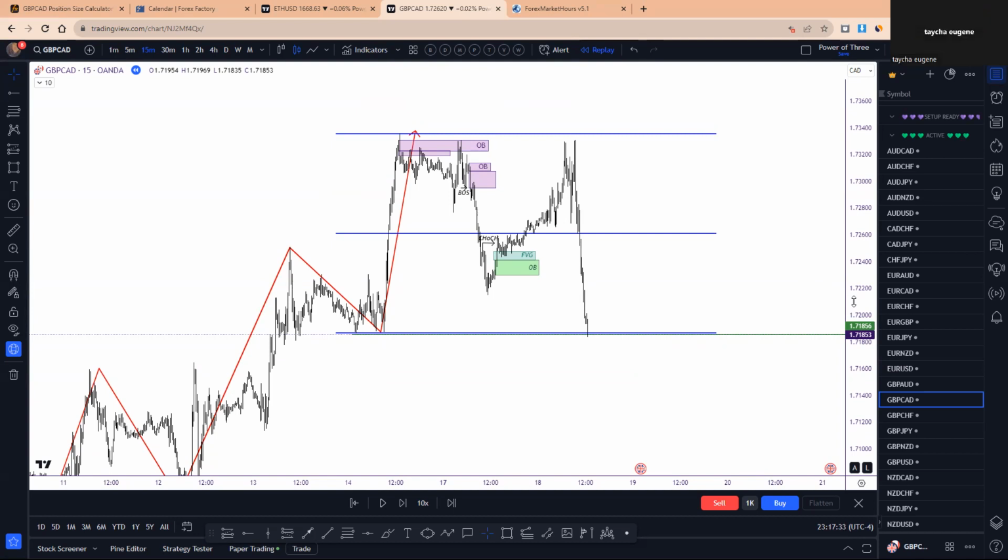Okay, one question. Break of structure and change of character, basically the same thing, right? They are. Change of character is still a break of structure. The only difference between the two is that change of character will break a lower high or a higher low. When we say break of structure, it's typically breaking a higher high or a higher low. So change of character is still a break of structure. It's just a typical break of structure that changes the trend. Does that make sense? Yeah, I got it. Thank you. Cool.